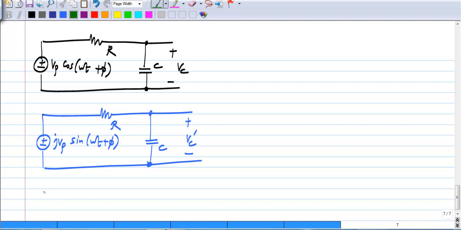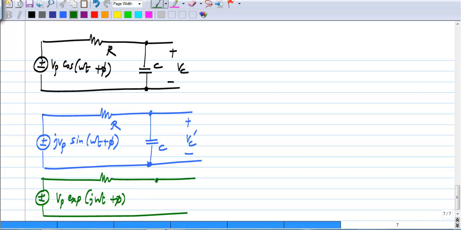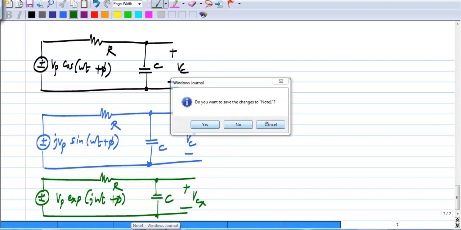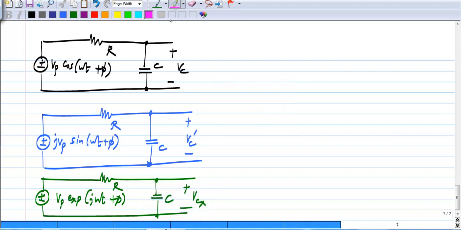Now, if I take a third circuit and apply Vp exponential j omega t plus phi, I'll get some response. I'll call that Vcx, that is the steady state response. We see that this case here, exponential j omega t plus phi, is clearly a superposition of these two cases. Because if I add these two, Vp times cos omega t plus phi plus j times sin omega t plus phi, I get Vp times exponential j omega t plus phi. So Vcx is simply Vc plus Vc prime.